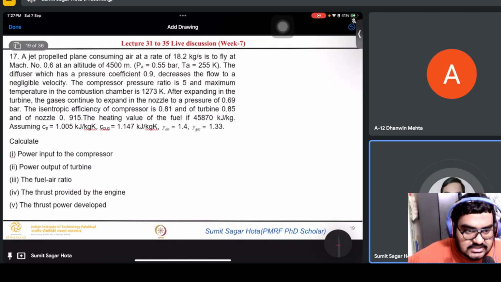So let's start the problem. This is a lengthy problem, but this is very helpful. These kinds of questions can be asked in your exam, or a single question.